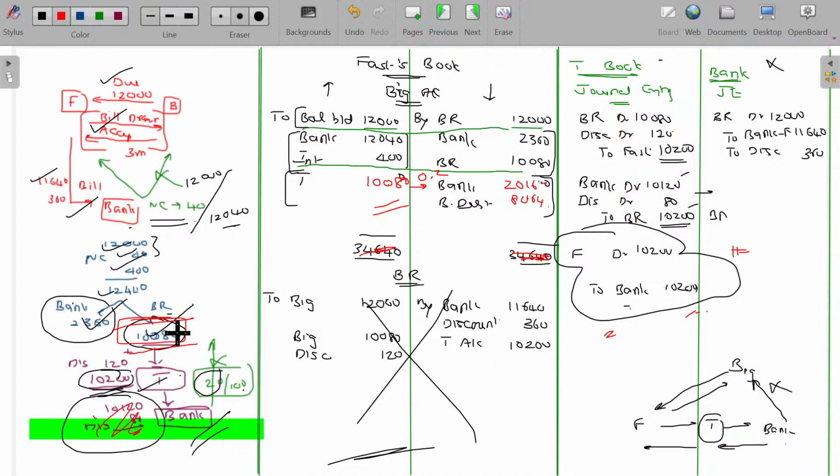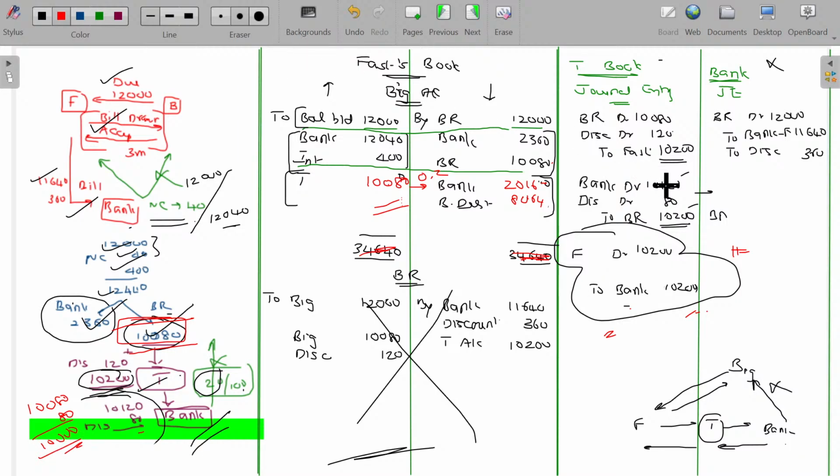Here, the bill value is how much? 10,080 only, no? The new bill, okay. Here it should be 10,080. I missed this calculation. I make the correction here. Just stand corrected here. The original bill value in this case being 10,080. By discounting, 80 is subtracted, only 10,000 is recovered. Okay, 10,000 is recovered.